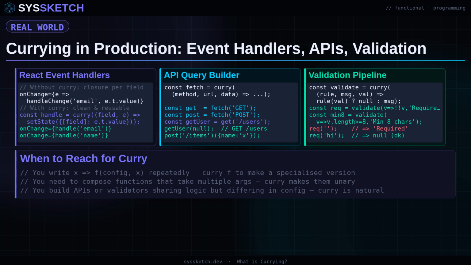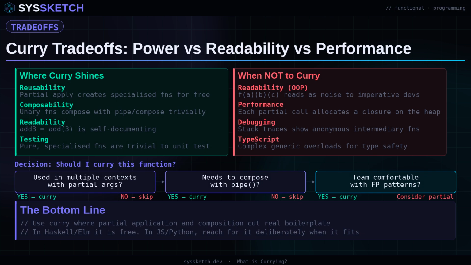Currying is powerful, but it has real costs you should weigh honestly. For teams coming from object-oriented or imperative backgrounds, f(a)(b)(c) reads as noise, not clarity. Partial application creates closure objects at runtime, which means heap allocations that a naive for loop would not incur. Stack traces from curried chains often show a series of anonymous functions, making debugging harder. TypeScript requires fairly involved generic overloads to type curried functions correctly.